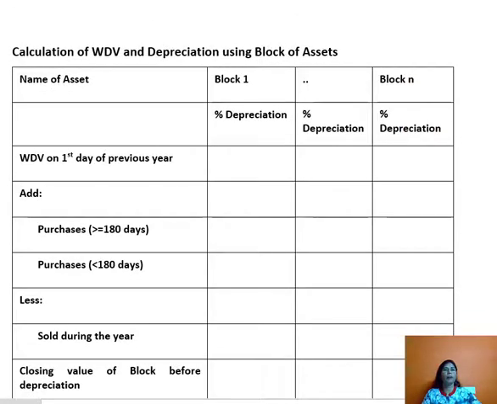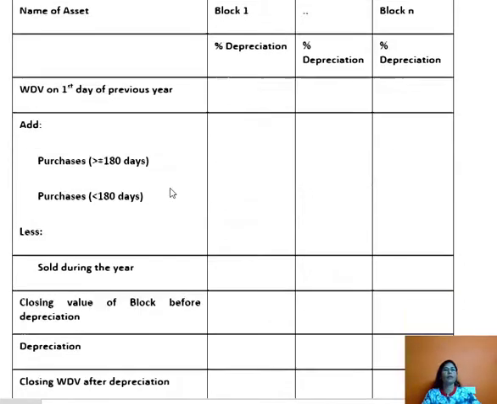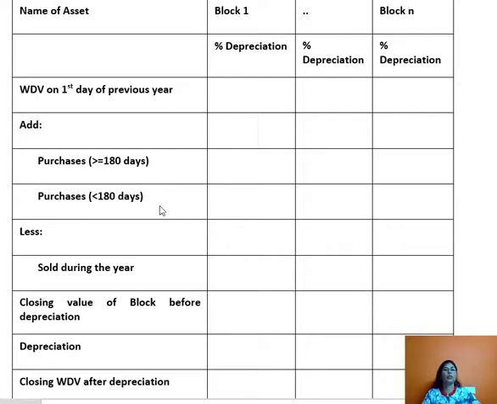So this is the format to calculate the allowable depreciation on the block of assets. We have different blocks of assets here. First we take the written down value on the first day of the previous year. We add the purchases during the year.